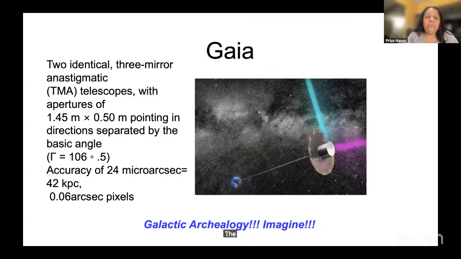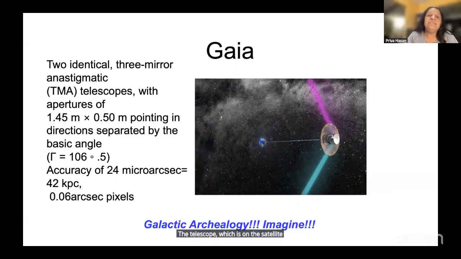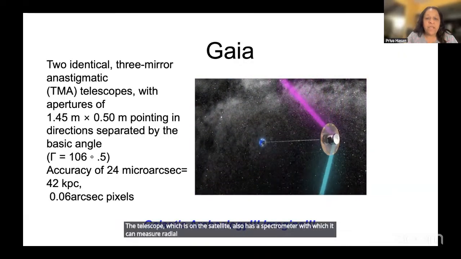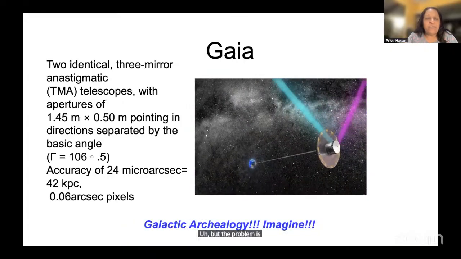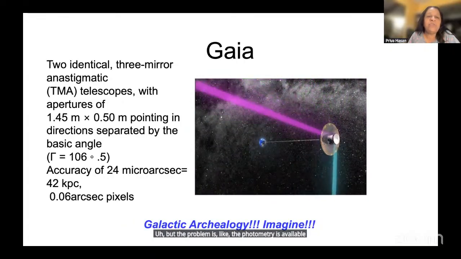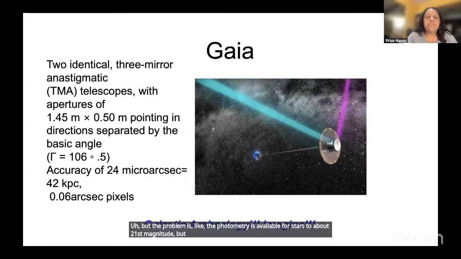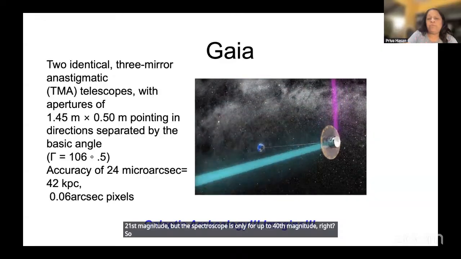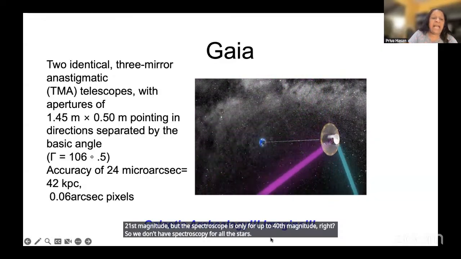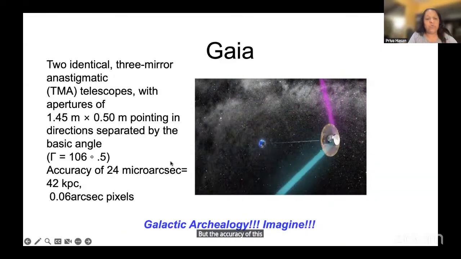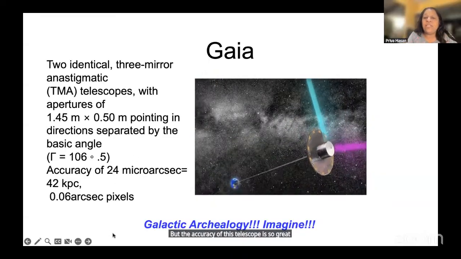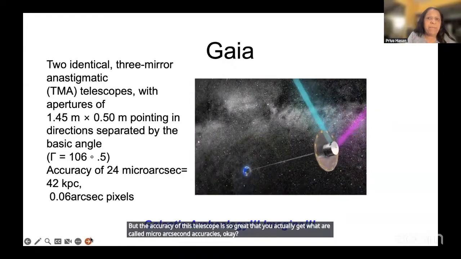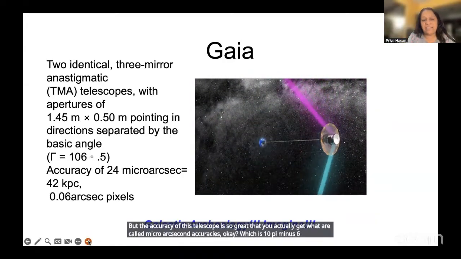The telescope on the satellite also has a spectrometer with which it can measure radial velocities. But the problem is that the photometry is available for stars to about 21st magnitude, but the spectroscopy is only for up to 14th magnitude, right? So we don't have spectroscopy for all the stars. But the accuracy of this telescope is so great that you get what are called micro arc second accuracies, which is 10 power minus 6 of an arc second.